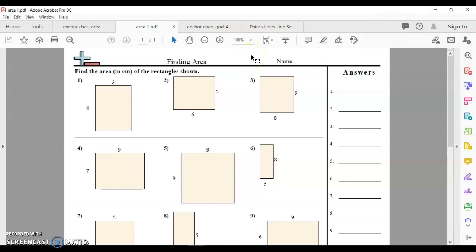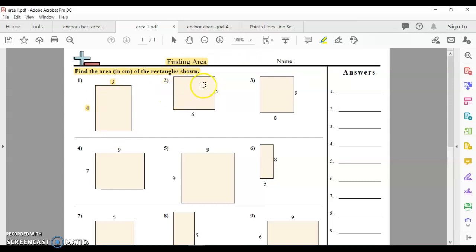You're going to find this in your new packet, goal number 3, first worksheet. And it should look like this. Number 1, find the area. Find the area in centimeters of the rectangle shown. So to find the area, what do you do? 3 times 4 equals, and your answer would be 12 cm.